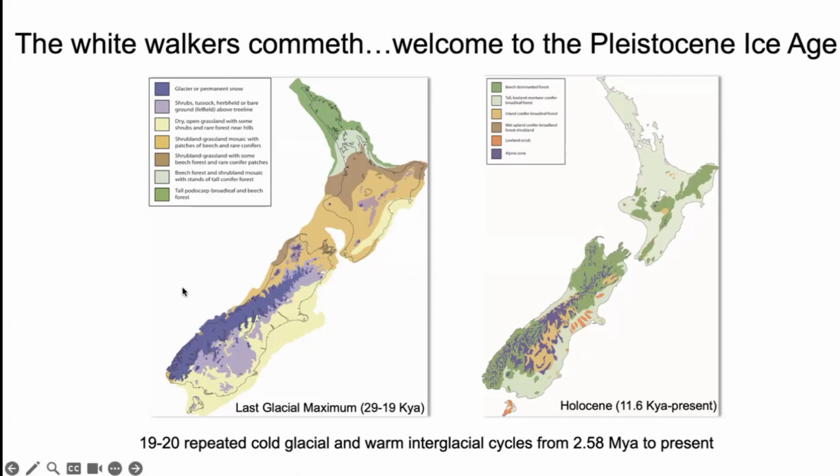And most of the South Island is all under ice. So this purple and light purple is barren alpine tundra. And you've got this open grassland-shrubland mosaic. Flipping to the Holocene, what we're kind of familiar with now, at the time of human settlement, New Zealand cloaked in forest.